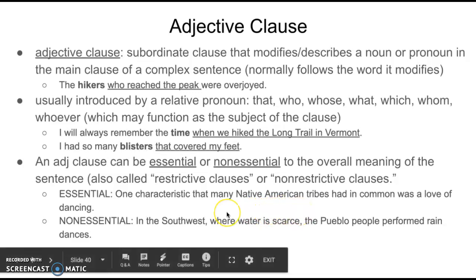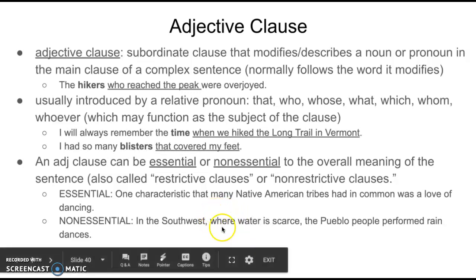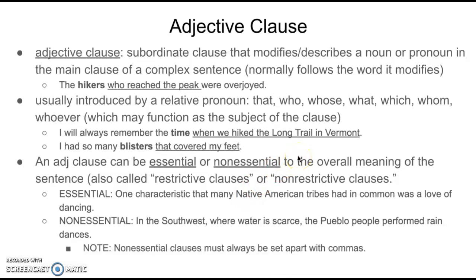Okay? If you took this out, you would have, in the Southwest, the Pueblo people performed rain dances. Still makes sense. Where water is scarce is adding information, but not essential information. Where is your relative pronoun? Water is your simple subject, and is is your simple predicate. This all describes the noun Southwest. Note, non-essential clauses must always be separated by commas from the rest of the sentence.